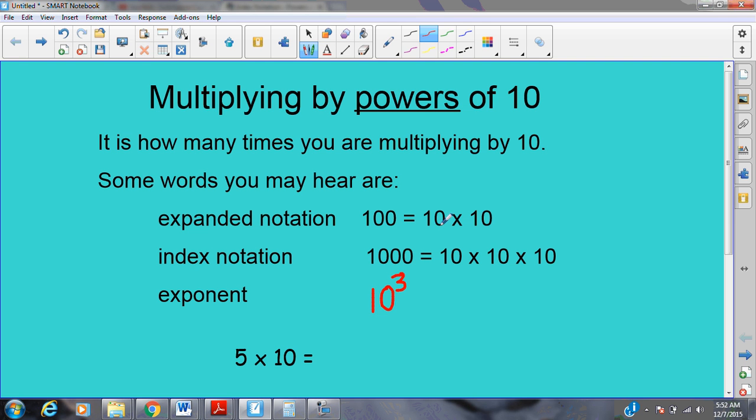So you could write it out. This is the same as 1,000, whereas 100 would be 2 tens, so it would be 10 to the second power equals 100. So that is multiplying by powers of 10.